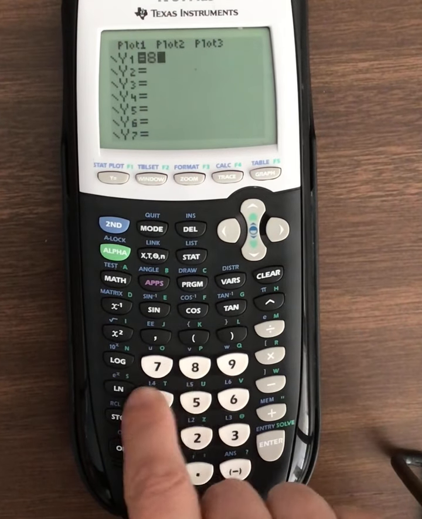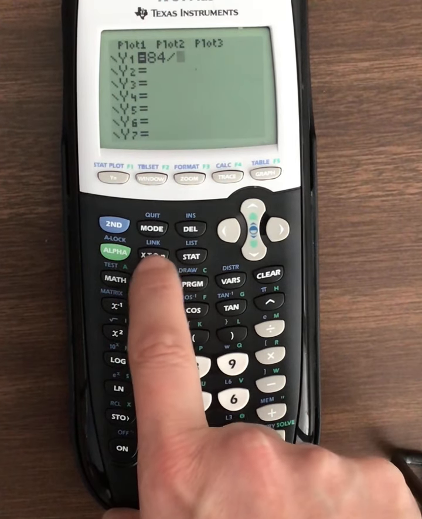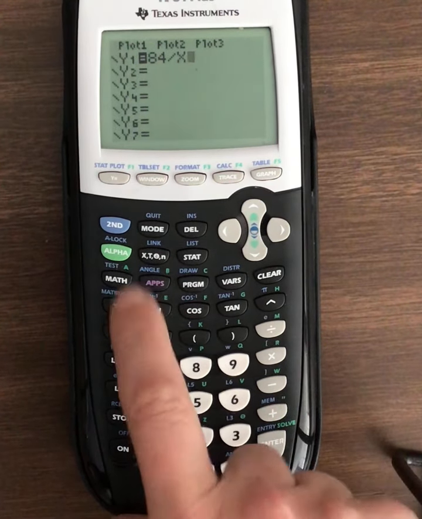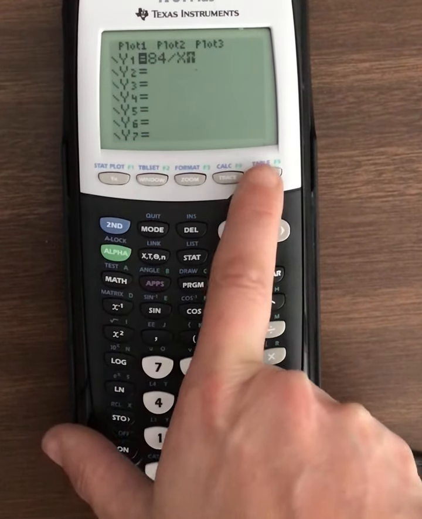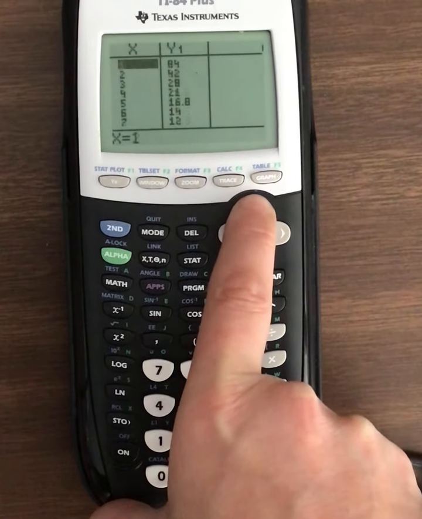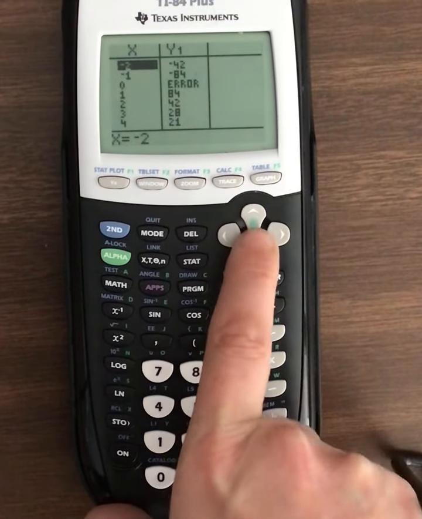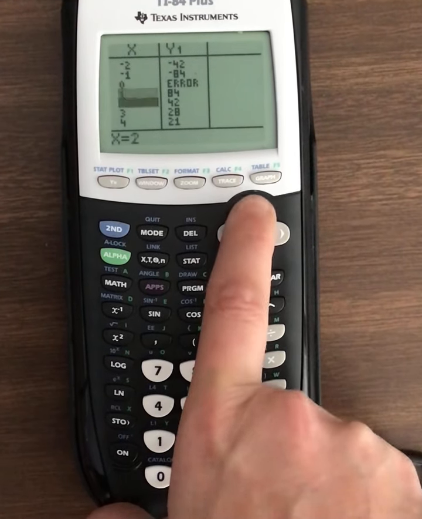So we're going to put in 84 and then divided by X. And X is right there beside your green button. And then to get the list of the factors, we're going to go to second table. And it's going to give a list of all of our factors. So we notice when we have whole numbers, now negatives will help us later in this unit, but right now we're just looking for whole number factors of 84.